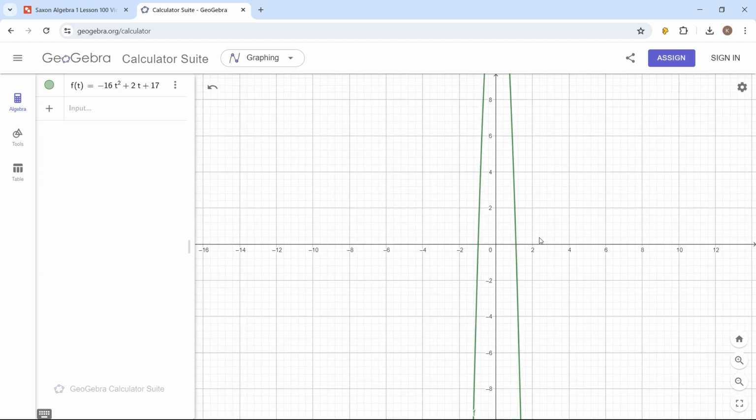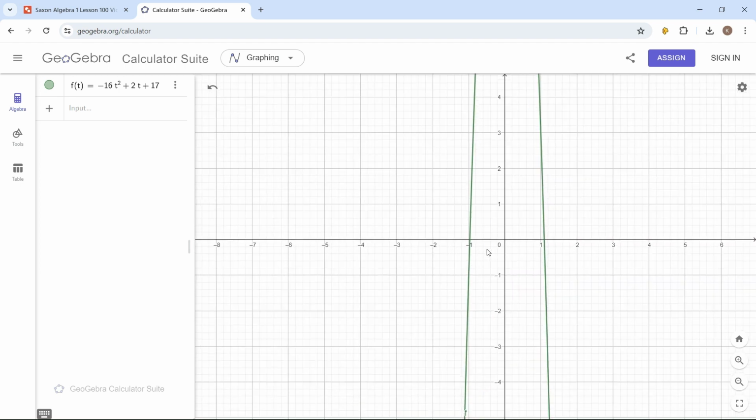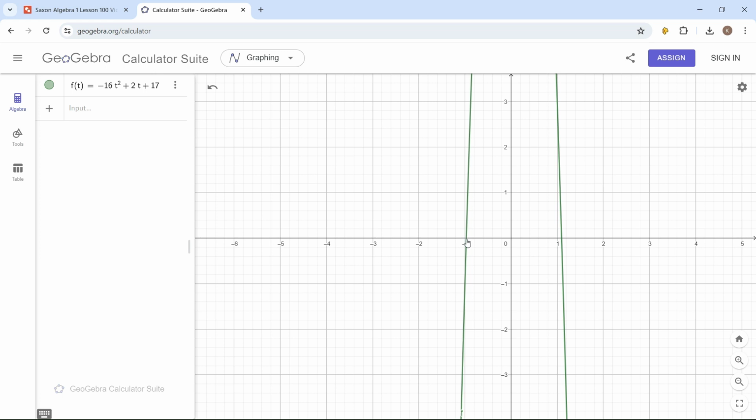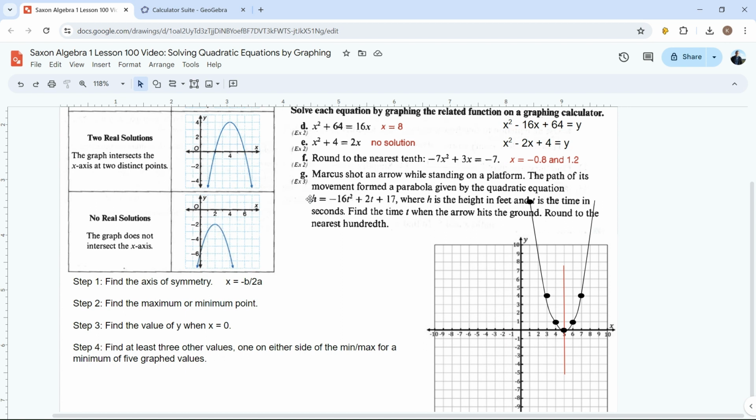Well, notice it hits the ground apparently at almost negative 1 seconds, but that doesn't make any sense because it can't hit the ground at a negative amount of time. So instead, we're going to look at the positive value. It hits the ground at about 1.1 seconds or 1.09. Let's see, what does it tell me to round to? The problem tells me to round to the nearest 100th, which is going to be 1.10 seconds. Let's see if that's right. T equals 1.10 seconds. And all I did was I found the 0 for that function.